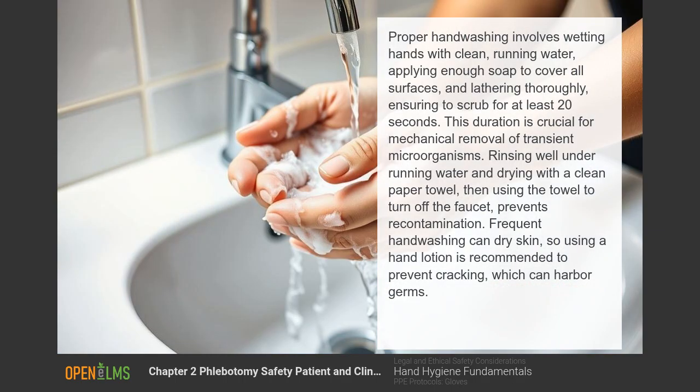proper hand washing involves wetting hands with clean, running water, applying enough soap to cover all surfaces, and lathering thoroughly, ensuring to scrub for at least 20 seconds. This duration is crucial for mechanical removal of transient microorganisms. Rinsing well under running water and drying with a clean paper towel, then using the towel to turn off the faucet, prevents recontamination. Frequent hand washing can dry skin.